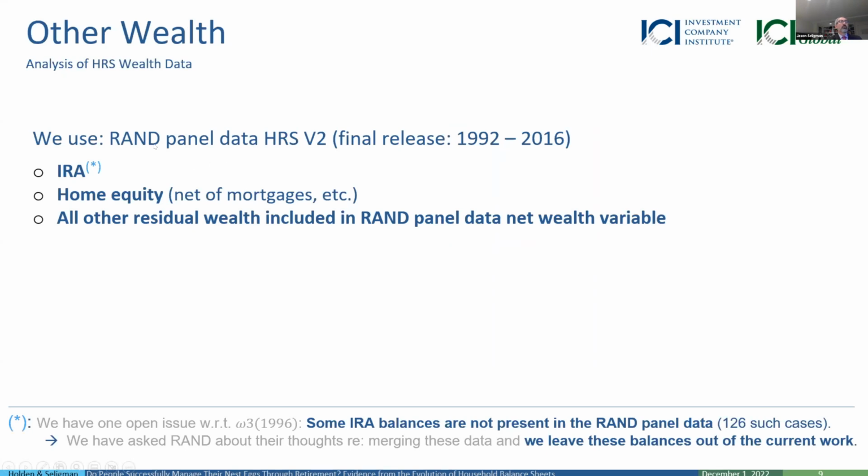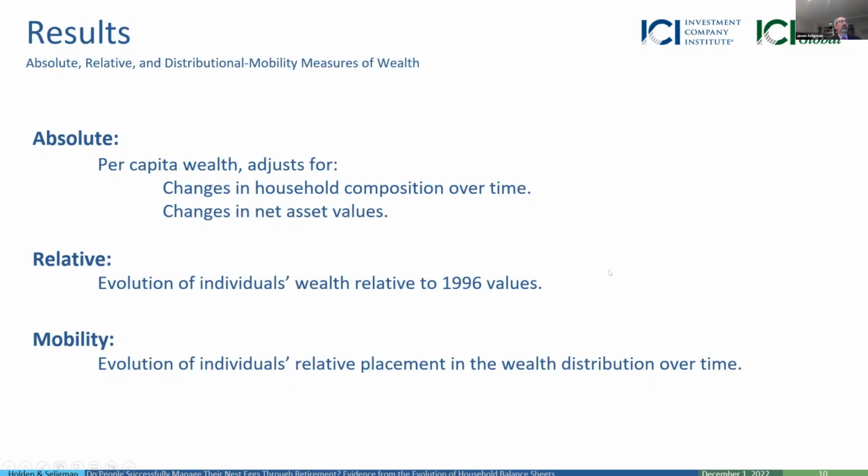For other wealth, we're going to use the RAND panel data. We have a small issue with some of the IRA estimates in there. That's an active area of research for us right now in discussion with RAND. But otherwise, let's get to the results. First, we're going to show you some absolute results. That's going to be per capita wealth, and it's going to adjust for changes in household composition over time, net asset values. Then we're going to show you some relative wealth, and that's going to be the evolution of individuals' wealth relative to the 1996 value. And then finally, we're going to talk about mobility. That is to say, the evolution of individuals' relative placement in the wealth distribution over time.